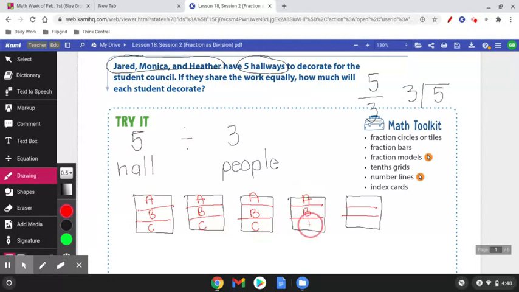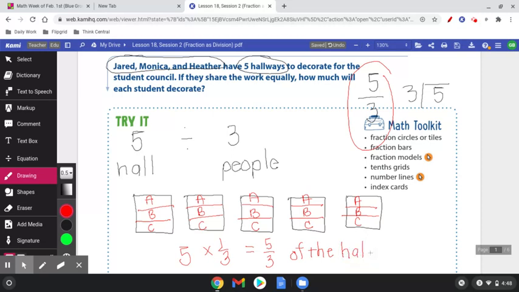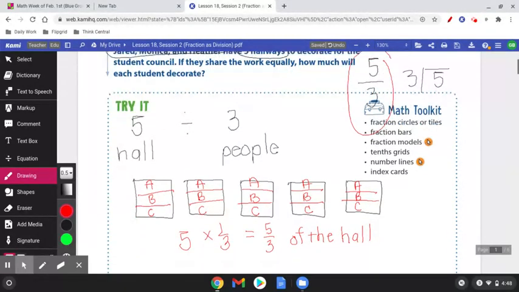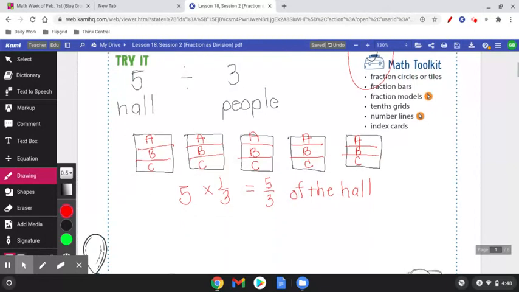But as you can see, I'm going to end up with 5 groups of a third per person. And if I have 5 groups of a third, I have 5 thirds. Ta-da! Of the hall. Now, 5 thirds is over a whole, and it looks kind of weird to leave it like an improper fraction. It's technically correct, but to write it as an improper fraction isn't what we normally see.